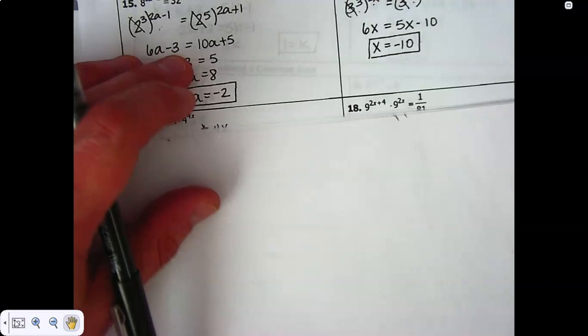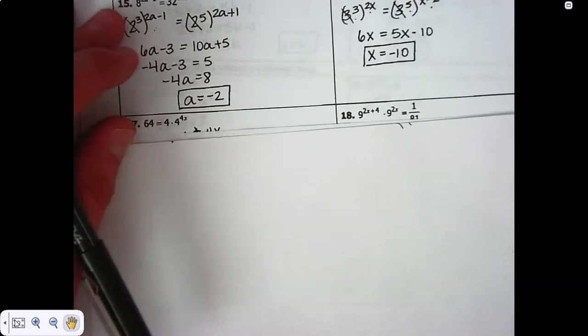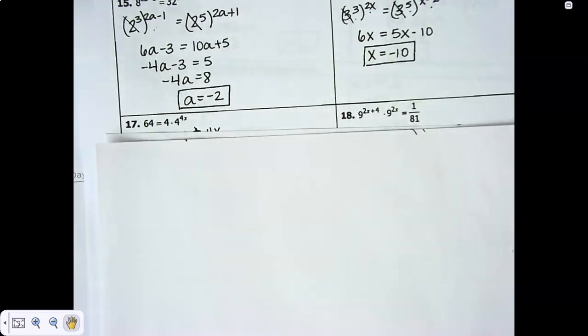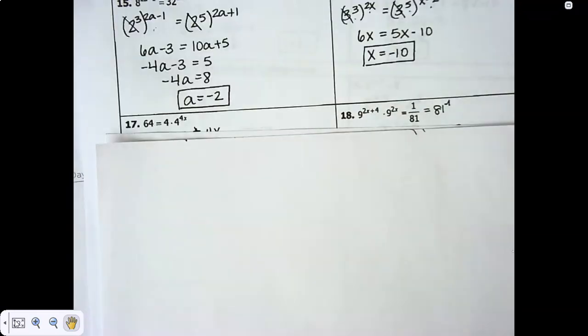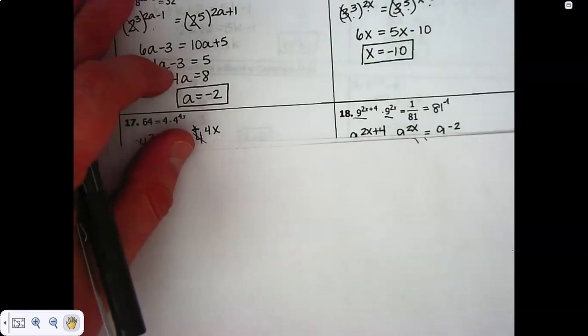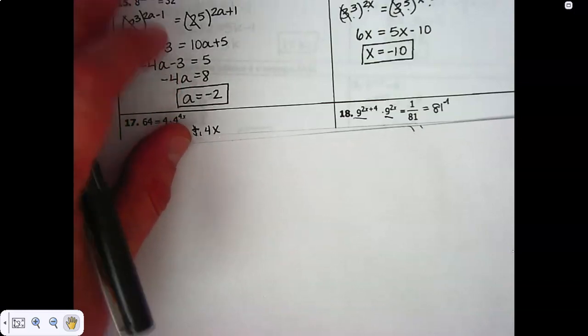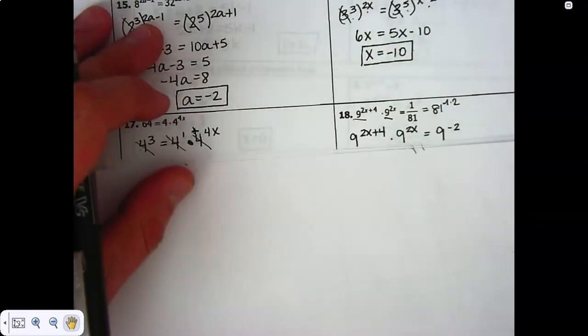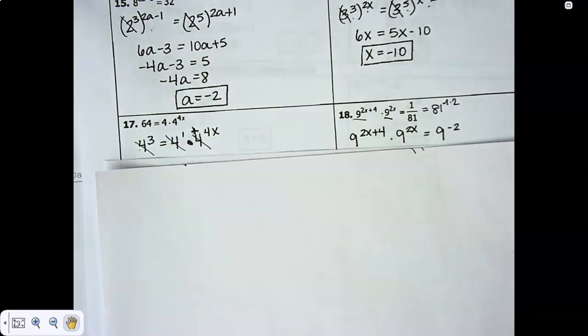Number 18, I have 9 to the 2x plus 4 times 9 to the 2x equals 1 over 81. Well, I do know I can write this as 81 to the negative 1, but 81 is still too big and I need a common base. Well, hint, hint, it's going to be 9, and I know my times tables, I know 9 goes into 81. So 9 squared is 81. So 1 over 81 is the same thing as saying 9 to the negative 2 power.